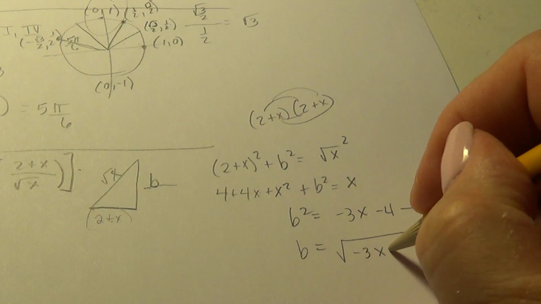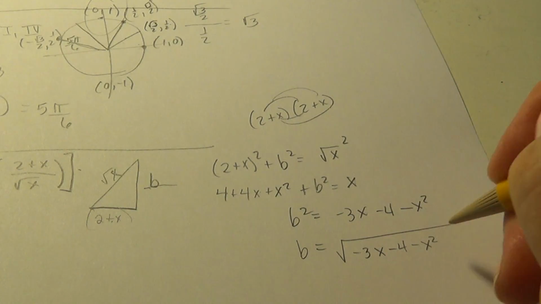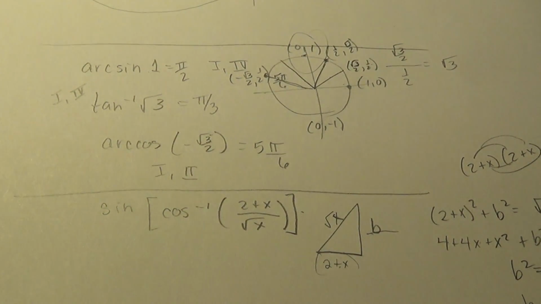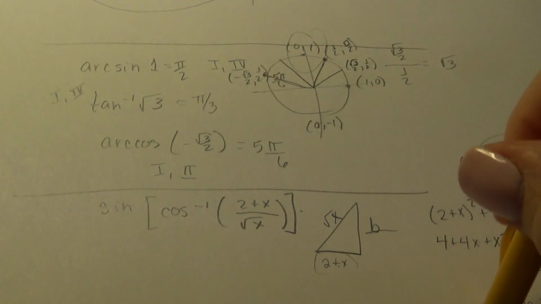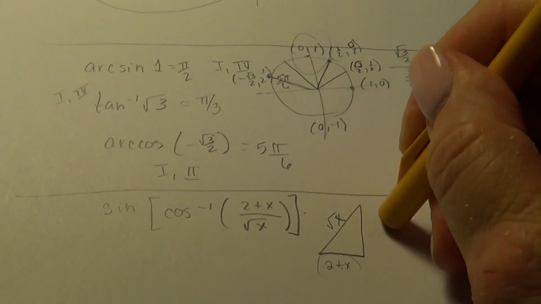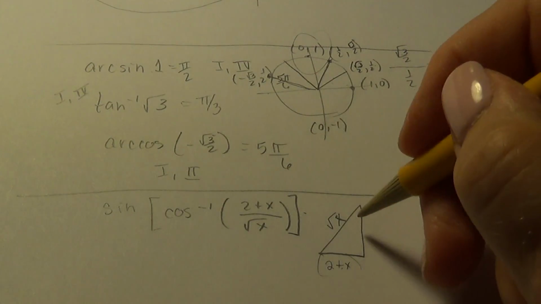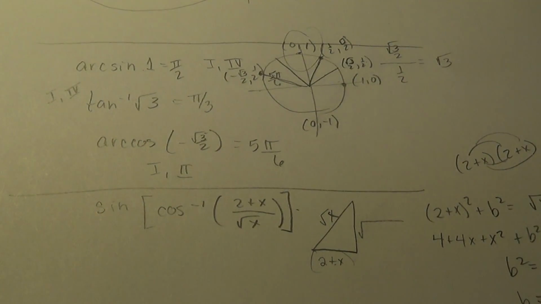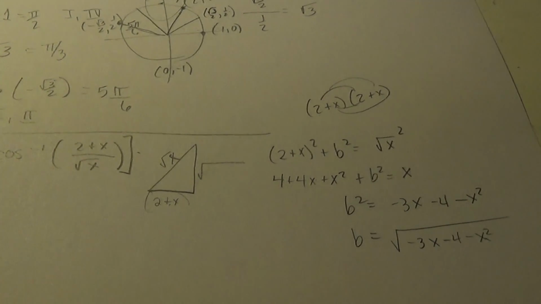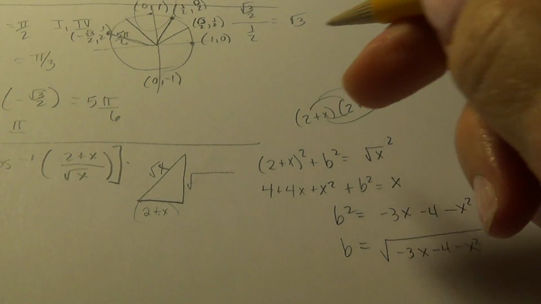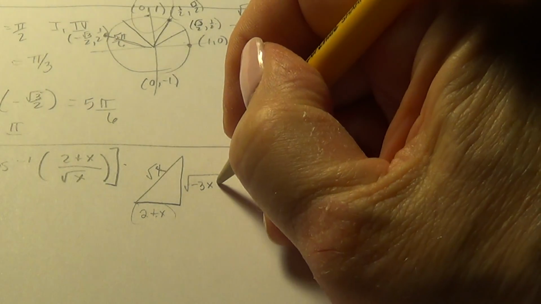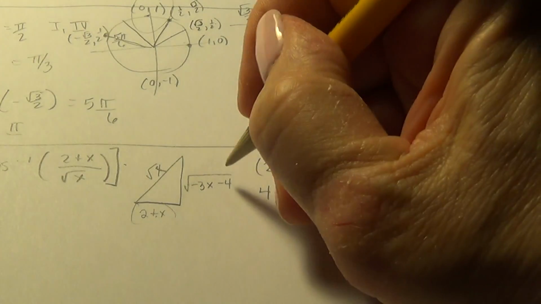So sloppy, woppy, yucky. All right, let's put sloppy, woppy, yucky over here. It's sloppy, but it's doable. So we're going to get this big expression from our work here. So negative, square root of negative 3x minus 4 minus x squared.